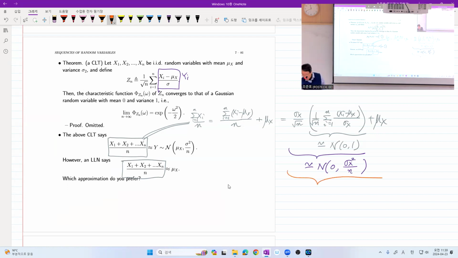Then you may claim that this entire arithmetic mean is very close to the normal with mean mu sub x and variance sigma square divided by n. Here, be careful. If you just let n tends to infinity, what happens? This goes to a degenerate Gaussian with zero variance, which is a constant. And actually, that is related to what?